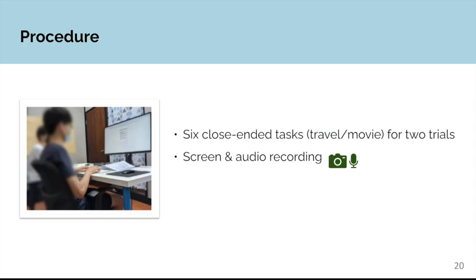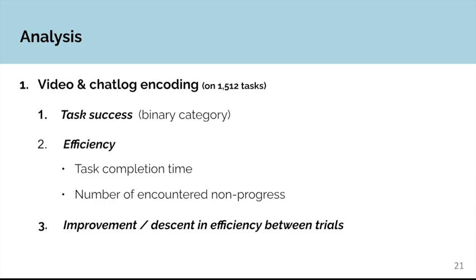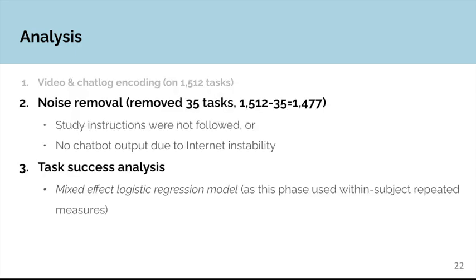Participants had to perform 6 tasks in each trial. There were 2 trials. We did screen and audio recording during the experiment. We screen recorded 1,512 tasks and did video and chat line encoding. During the encoding, we focused on task success and efficiency, including task completion time and the number of encountered non-progress events. We also measured efficiency improvement between trials.